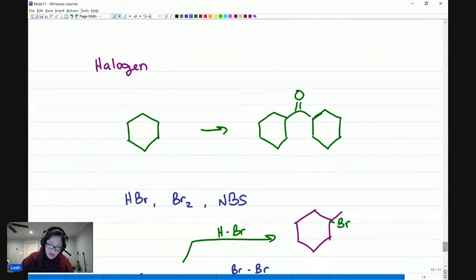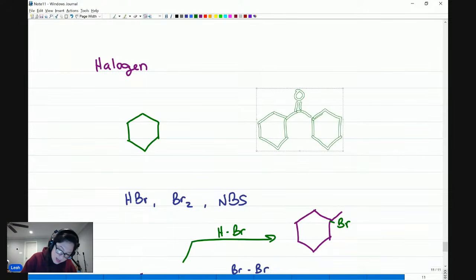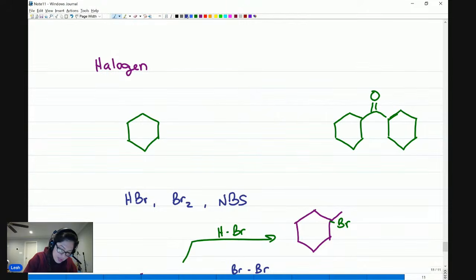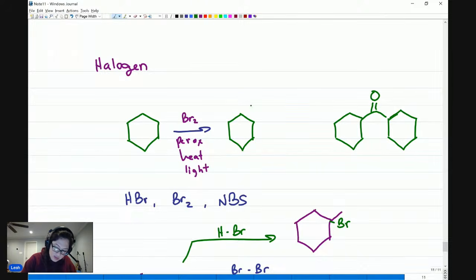Radicals, we kind of talked about radicals over here without actually specifying. And so if you have nothing on the molecule, then you want to use something like Br2 with peroxides, heat, or light. Basically anything that is going to break up the bromine. So in the first step, we have Br2, peroxides, heat, light. And what this will give you is just one halogen. There's a couple of different peroxide reactions to put a bromine on, but we'll just use this one for now. It'll give you one halogen.